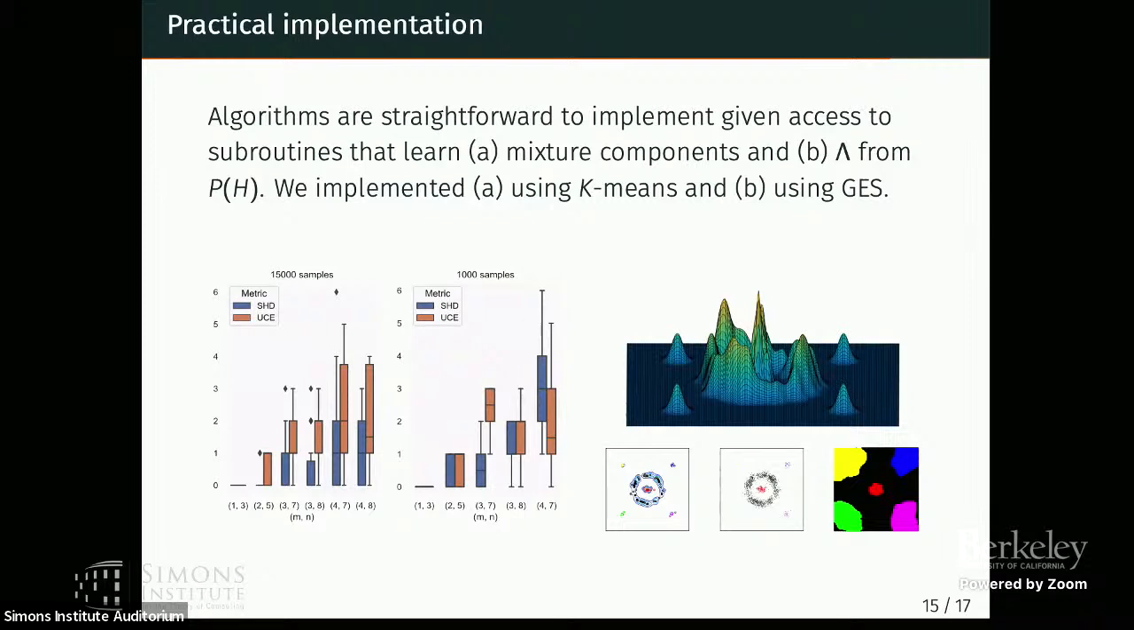One of the interesting questions would be to develop finite sample efficient algorithms for these types of problems. That is one of the open questions here.